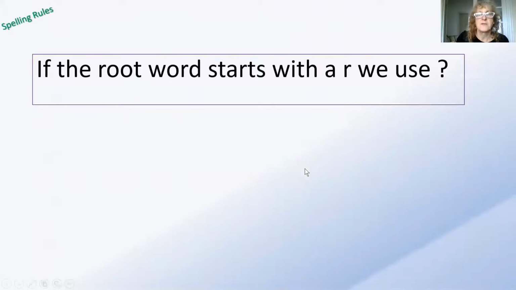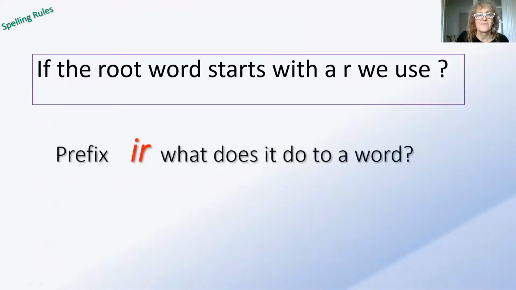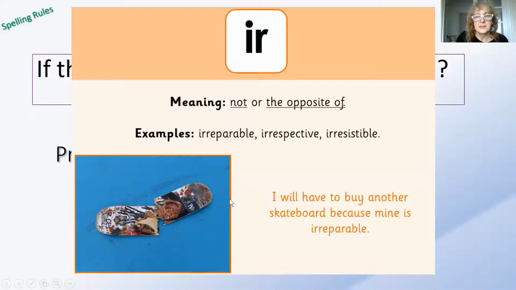Let's look. So if the root word starts with R, what do you think we use? Yeah, right, the prefix ir. So what does it do to a word? Well, we know what it does to the word. It changes it. But this is a nice one. I like this one. Irregular. And again, look, we keep the word regular. We're just adding that, so we will have that double consonants. Yeah. Let's look at this.